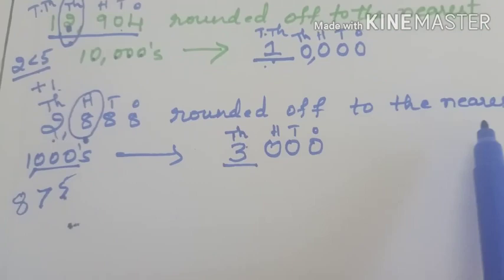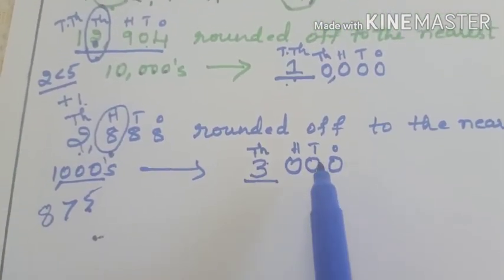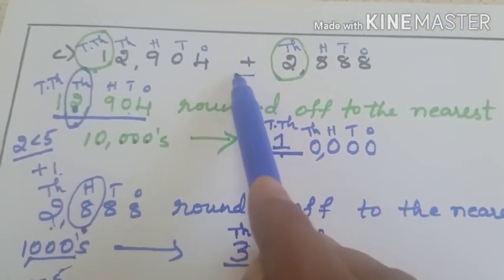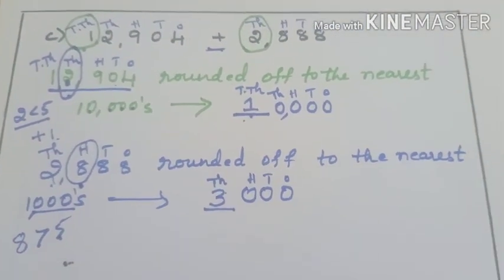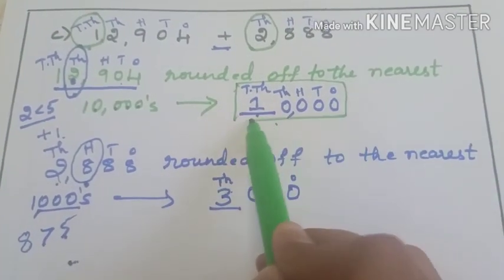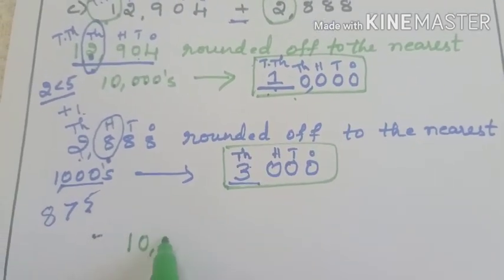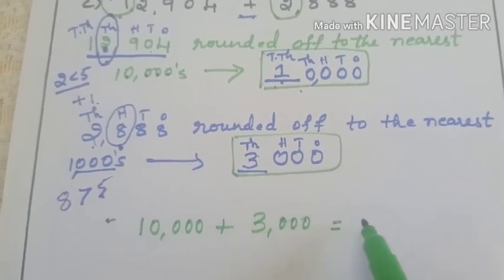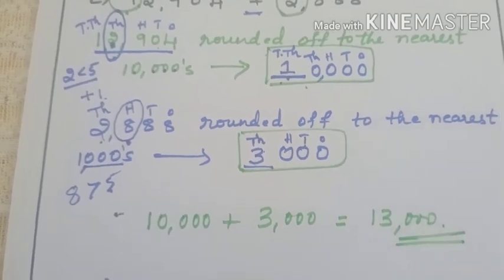2888 rounded off to the nearest thousands will give you 3000. Now go back to the question. What mathematical operation have they given here? It is plus, which means you have to add. Whatever answers you got after rounding off, consider those answers. Here 10,000 and this is 3,000. So the answer is 10,000 plus 3,000, so it is 13,000. That is your final answer.